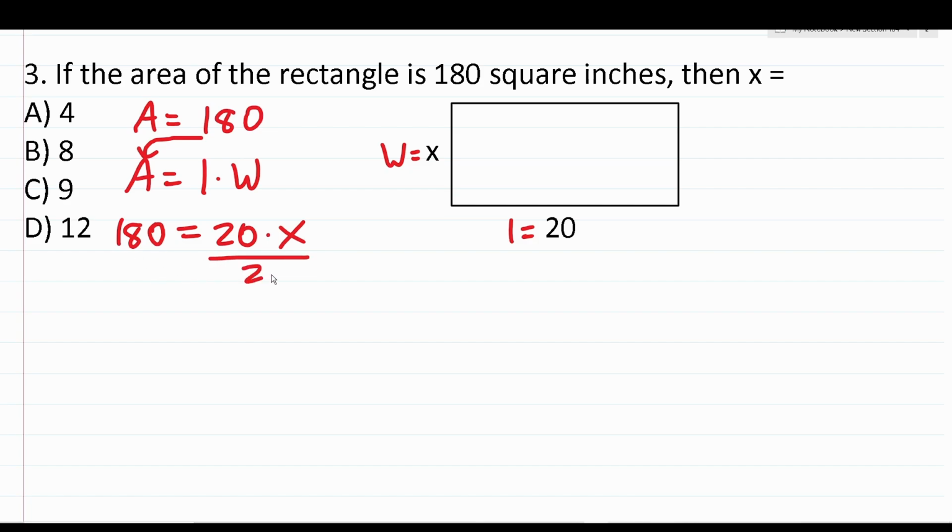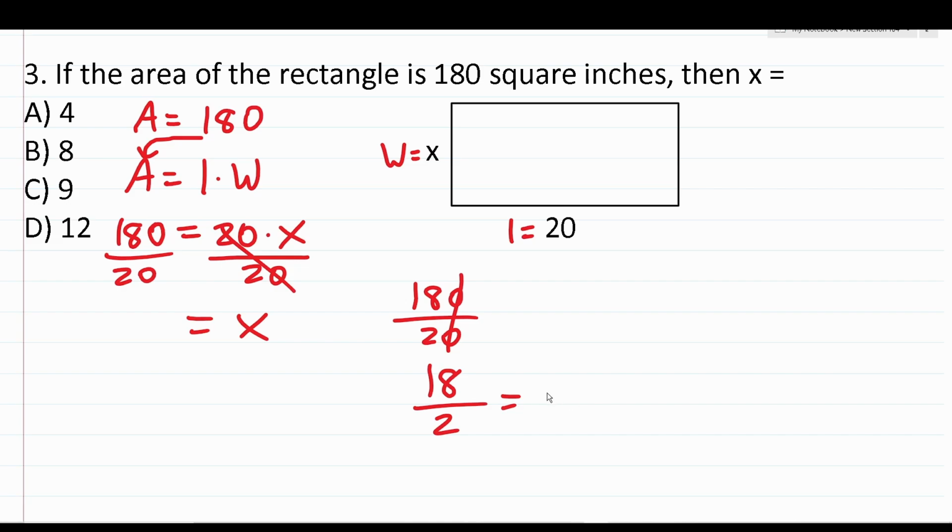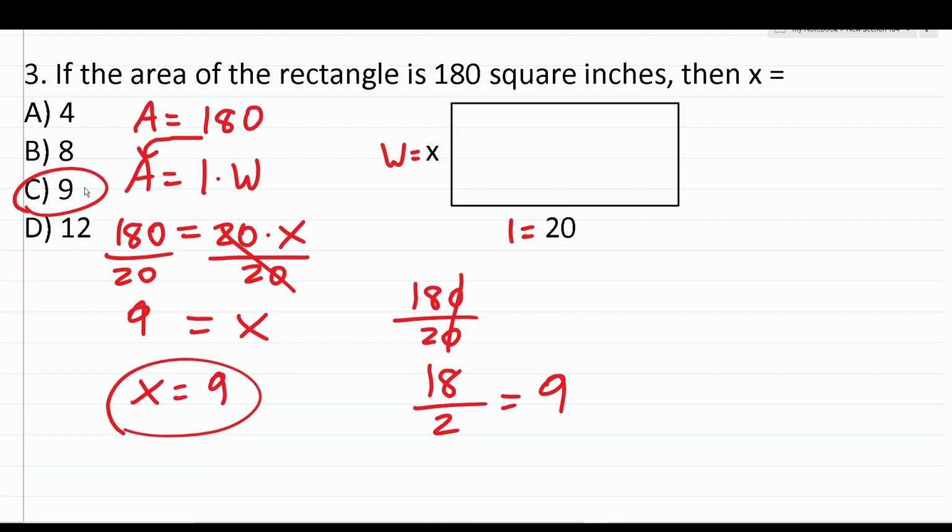Of course, that's going to require me to divide both sides by 20 to cross that out and get x by itself on that side. And right here we have 180 divided by 20. And as it happens, this math is very simple and easy to do. We can cross out these corresponding zeros, which leaves us with 18 over 2. You should know that 18 over 2 is 9, so x in this case is simply 9. All right, so the correct answer to this one is C, 9.